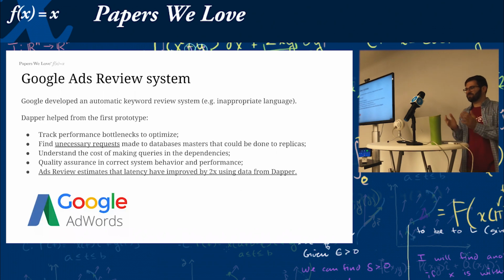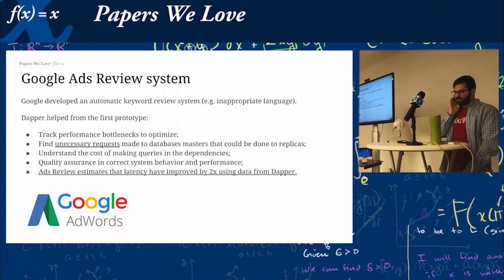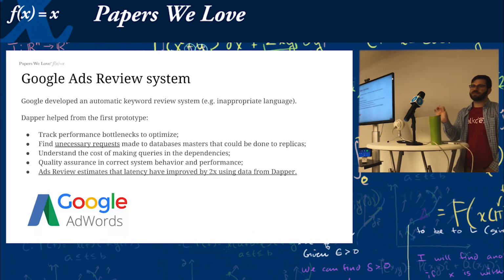It's actually interesting. We launch things to production, we don't know what nodes we are using in the queries. Dapper showed that. They also found the cost of making queries in the dependencies. In the QA process, they also used Dapper for asserting the system behavior and performance. And the thing that for me is most important in this case study is that the ads review team estimated the latency improved 2 times by using Dapper and improving those bottlenecks. That's the end goal of Dapper.